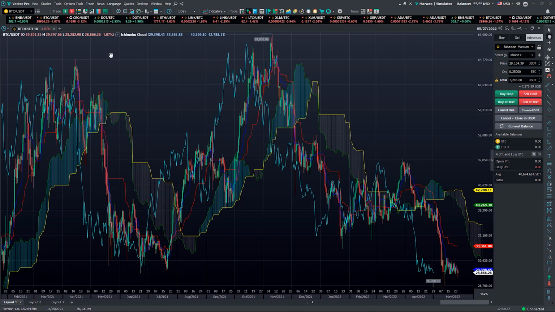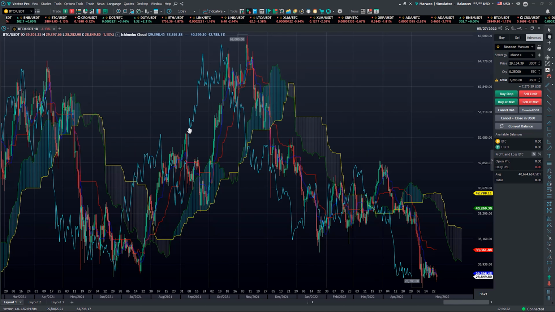The Ichimoku Cloud indicator is composed of 5 trend lines. So we got the Tenkan Sen, also known as the conversion line, the Kijun Sen, also known as the baseline, the Senkou Span A, which is our leading span A, the Senkou Span B, which is our leading span B, and finally, the Chikou Span, also known as the lagging span.